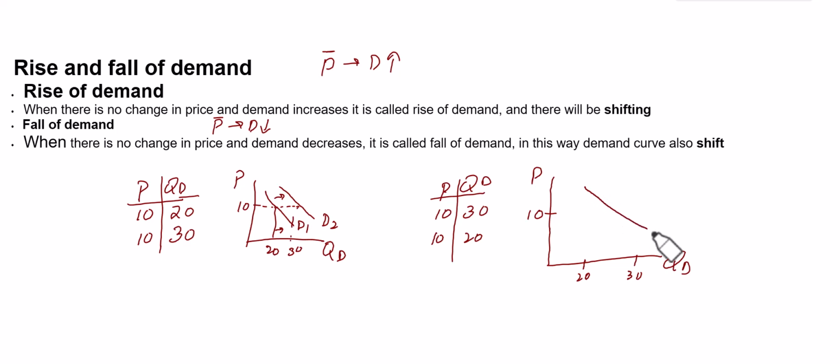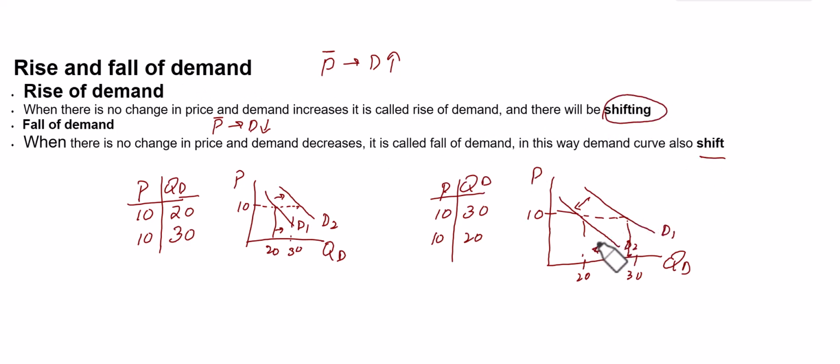In this case our first demand curve is D1, and the second demand curve is D2. At price 10 the first demand is 30, then there is no change in price, then demand decreases from 30 to 20. So the demand curve will shift inward. In case of fall of demand, the demand curve will shift inward, and in case of rise of demand, the demand curve will shift outward.